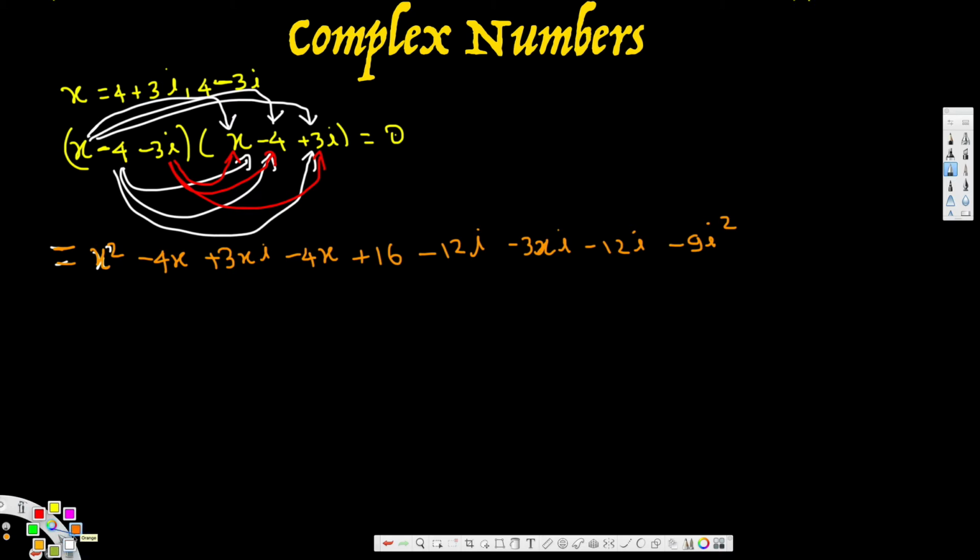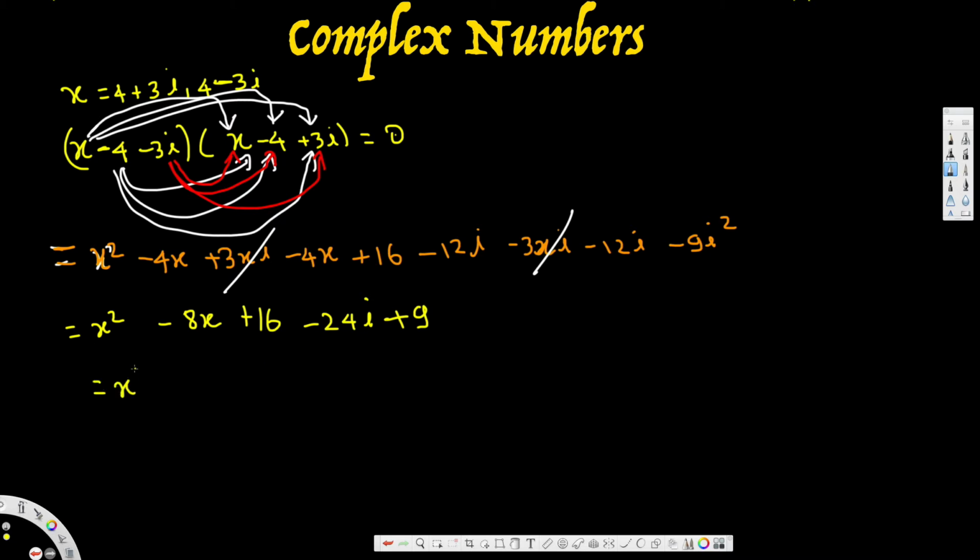Now let's see whether we have any terms that cancel. Here I have a 3xi, and here I have a minus 3xi, so these two cancel. We don't have anything else cancelling, so we can just add this and see the final value. Okay, now x square minus 4x minus 4x, minus 8x, and then we have 16, just a number, and then we have minus 12i minus 24i, and here we have minus 9i square. I square is negative 1, so negative 9 times negative 1, that's positive 9. And here we have two numbers, 16 plus 9, 25. So this will come up to x square minus 8x plus 16.